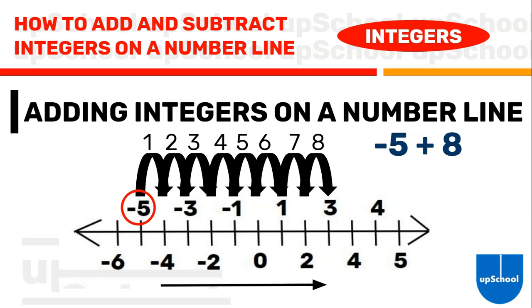So we move from negative 5 to negative 4, which is a right turn, and so on until we do 8 right turns, which leads us to the number positive 3, which is our answer.